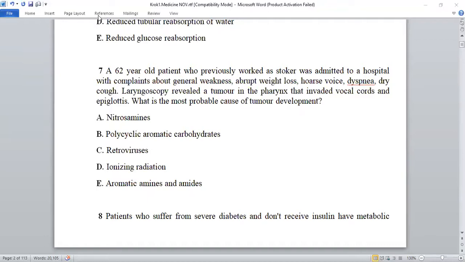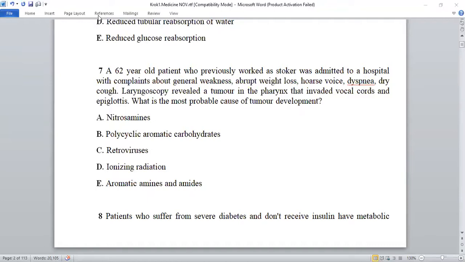A 62-year-old patient who previously worked as a stoker was admitted to the hospital with a complaint about general weakness, abrupt weight loss, hoarse voice, dyspnea, and dry cough. Laryngoscopy revealed a tumor in the pharynx that invaded the vocal cord and epiglottis. What is the most probable cause of tumor development?